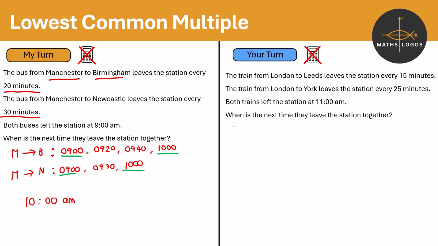Pause the video and give this question a go, and then we'll run through it. Okay, let's go through it. The train from London to Leeds leaves the station every 15 minutes, and the train from London to York leaves the station every 25 minutes. Both trains left the station at 11 a.m.